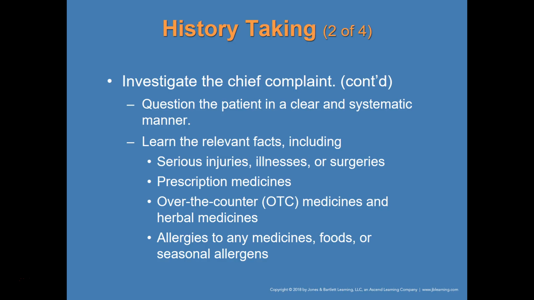When getting a history, we need to question the patient in a clear and systematic manner. We need to learn relevant facts, including any serious injuries they might have had, illnesses, or surgeries. Do they have a list of their medications? Can they tell you their medications? That also includes over-the-counter medicines and herbal medicines they might be taking. Do they have any allergies to medications, foods, or seasonal allergies?